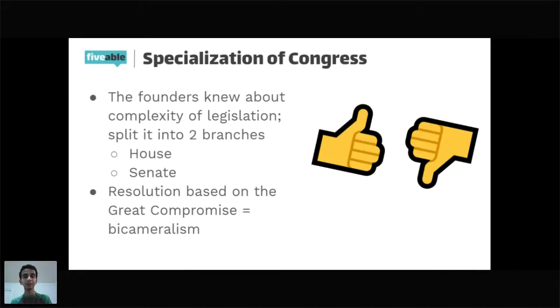All right. So the House of Representatives, we're going to get into all of this, but the House of Representatives, as I said before, is based on the population, and the Senate is equal. Right. Exactly. Okay.